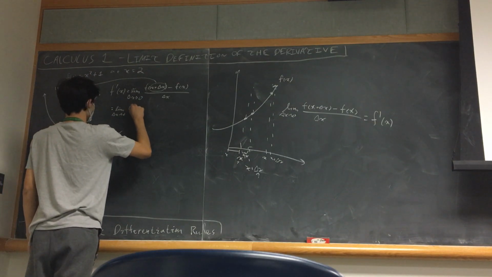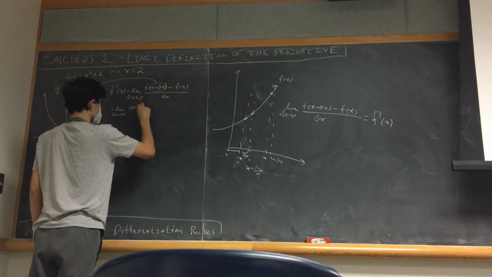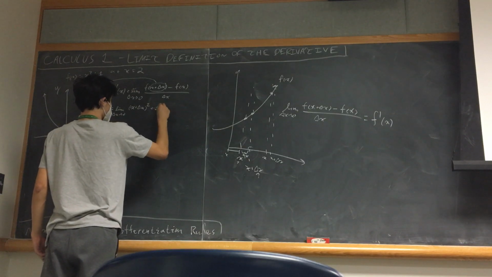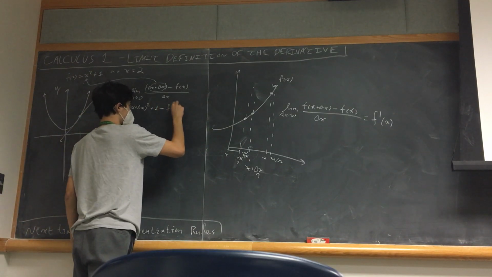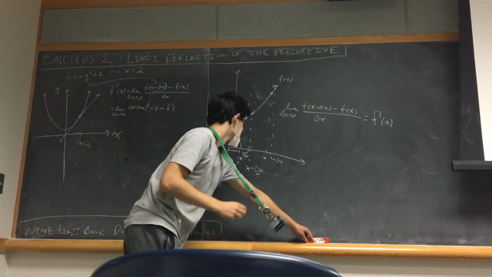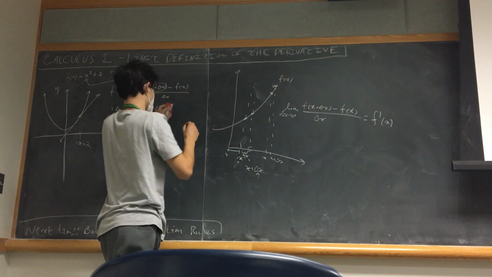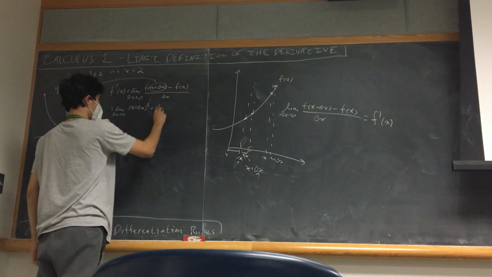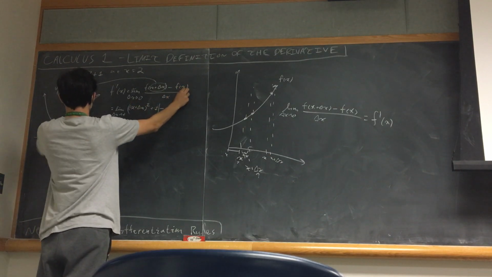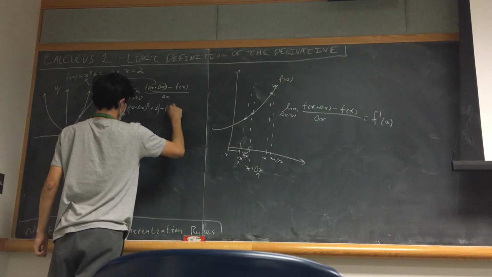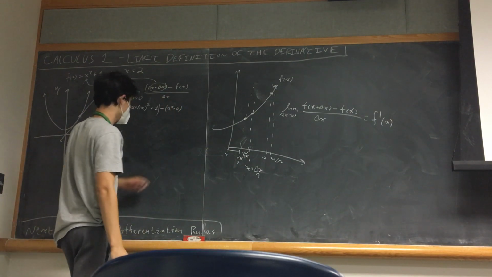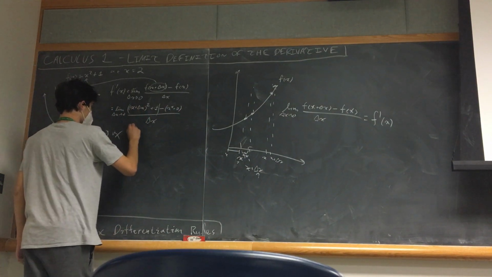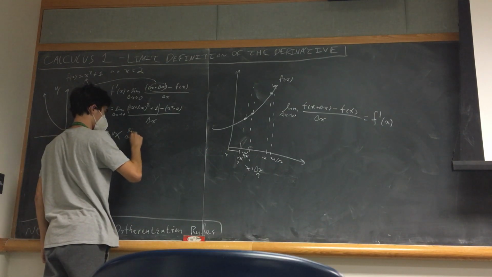So we end up with the limit as delta x approaches 0 of x plus delta x squared plus 1 minus, and then this here, f of x, sorry, I confused myself there, went into autopilot. This here, f of x, is just x squared plus 1. So minus x squared plus 1 all over delta x. So this becomes the limit as delta x approaches 0.